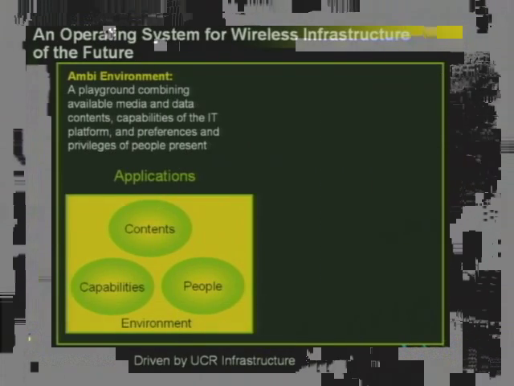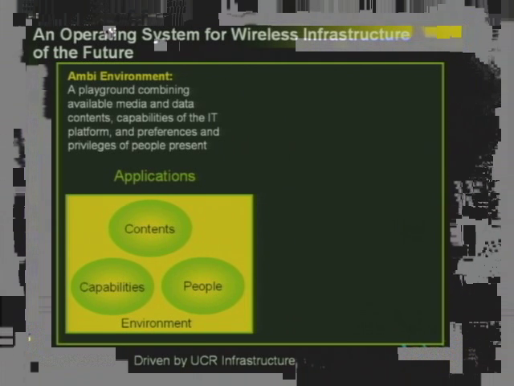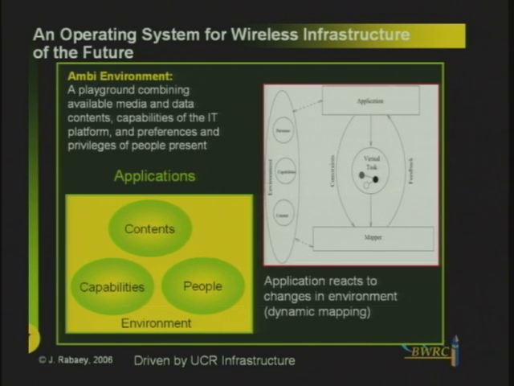So this is the ambient intelligent playground. It's a playground combining multiple available media and data contents, capabilities of the IT environment, and the preferences and privileges of the users present. So I have contents, capabilities, and people. And what we try to do is dynamically map your application onto your platform based on the constraints given by those three elements.